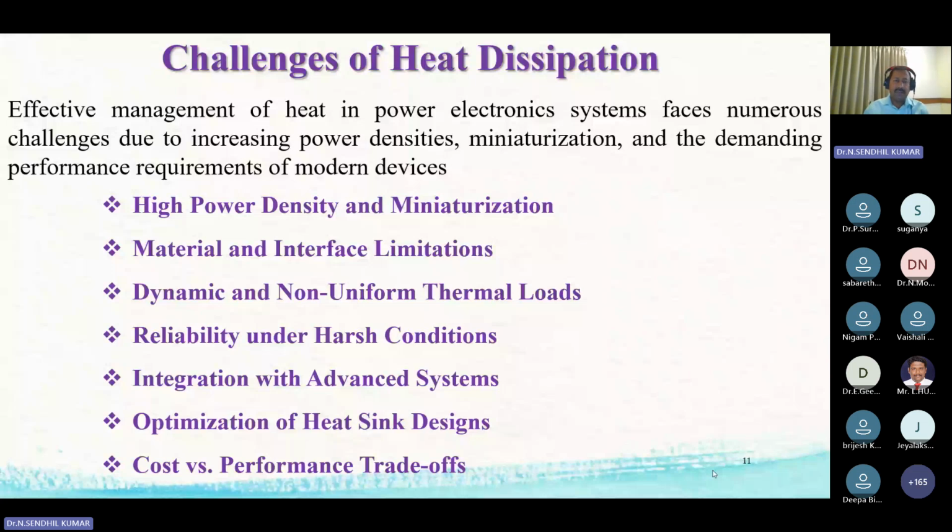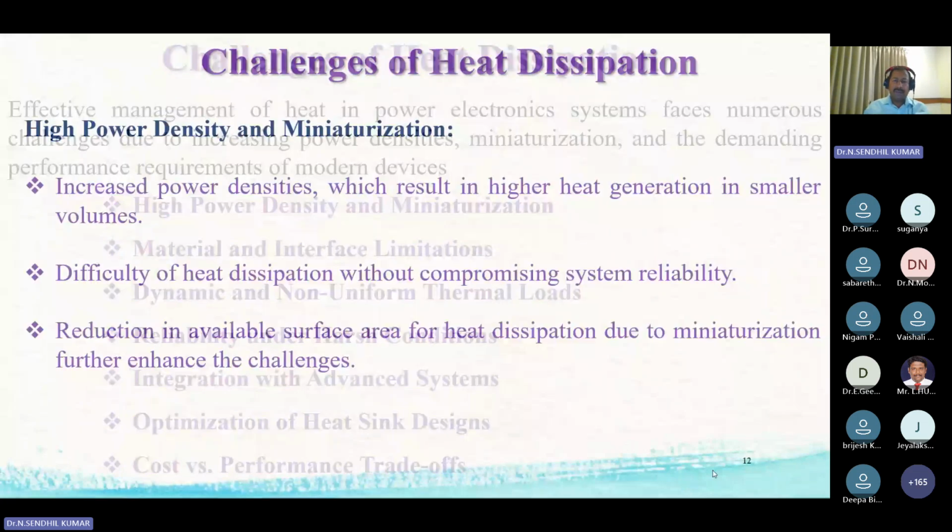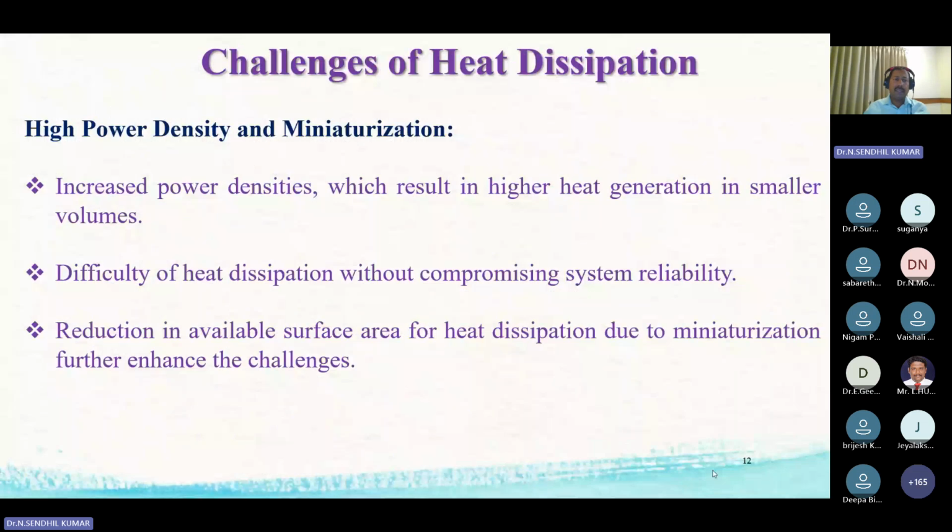First, high power density and miniaturization. Whenever you want to dissipate heat, normally increased power density means high heat generation. But this high heat generation is taking place in a smaller volume. So our task is to remove that heat effectively from the smaller volume. So there is difficulty in heat dissipation without compromising reliability. This is one of the challenging tasks.